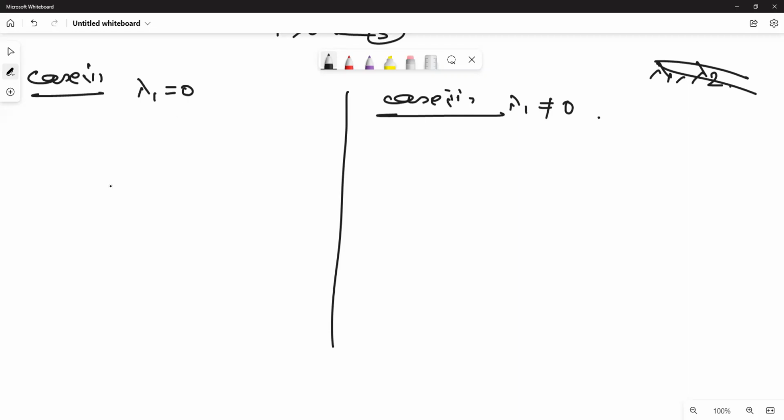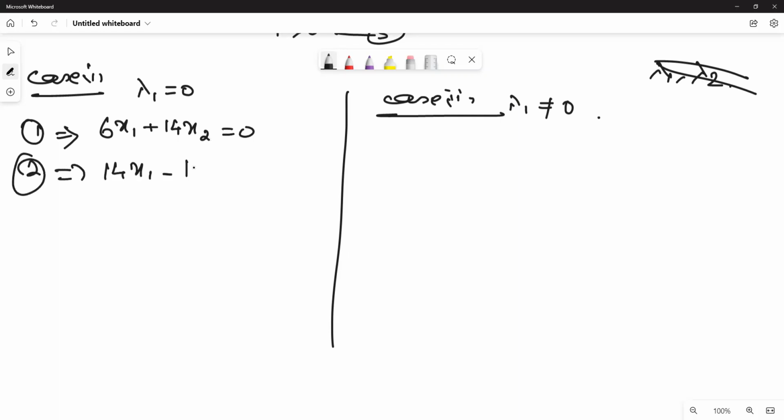Under this case, we are going to discuss what happened to the above equations. Let us see what happens to equation number 1. When lambda 1 is equal to 0, equation 1 becomes 6x1 plus 14x2 is equal to 0. Equation 2 becomes 14x1 minus 16x2 is equal to 0. Okay, so we got a system of equations with 2 unknowns.